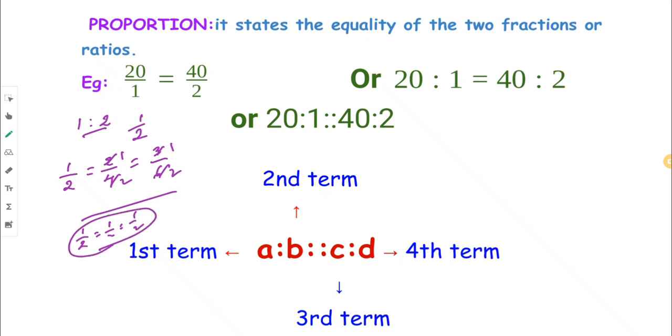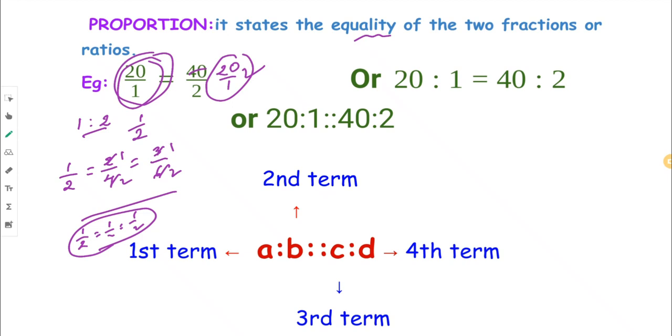Clear? So this is just another example here. If I say 20/1 equals 40/2, are they in proportion? Then you will say yes. Why? Because I can simply divide: 2 twos are 4 and 2 ones are 2, so 20/1, 20/1. This is known as proportion. It says the equality. They're the same: 1/2, 1/2, 1/2, or in the first example 20/1, 20/1.